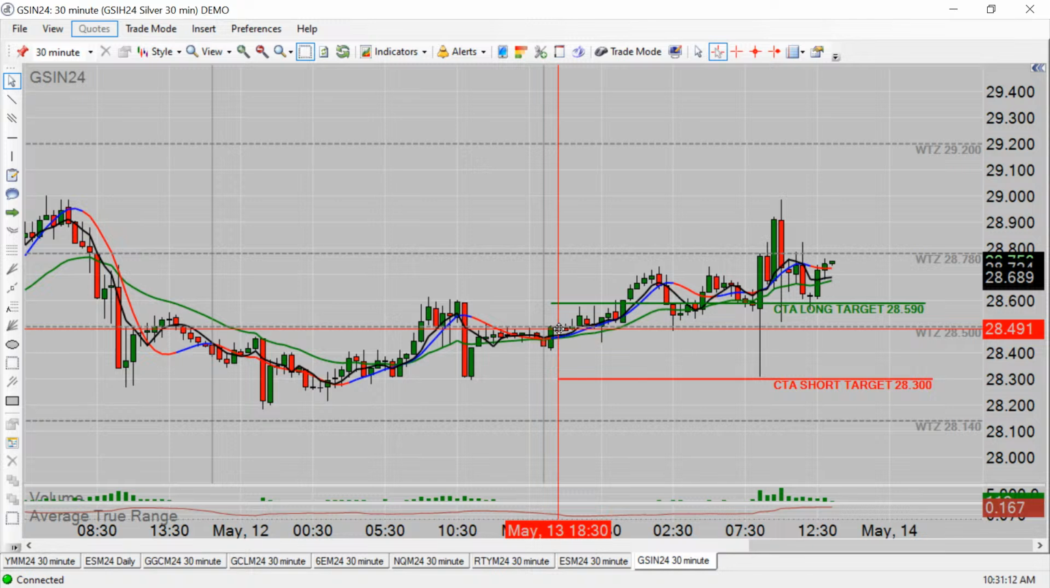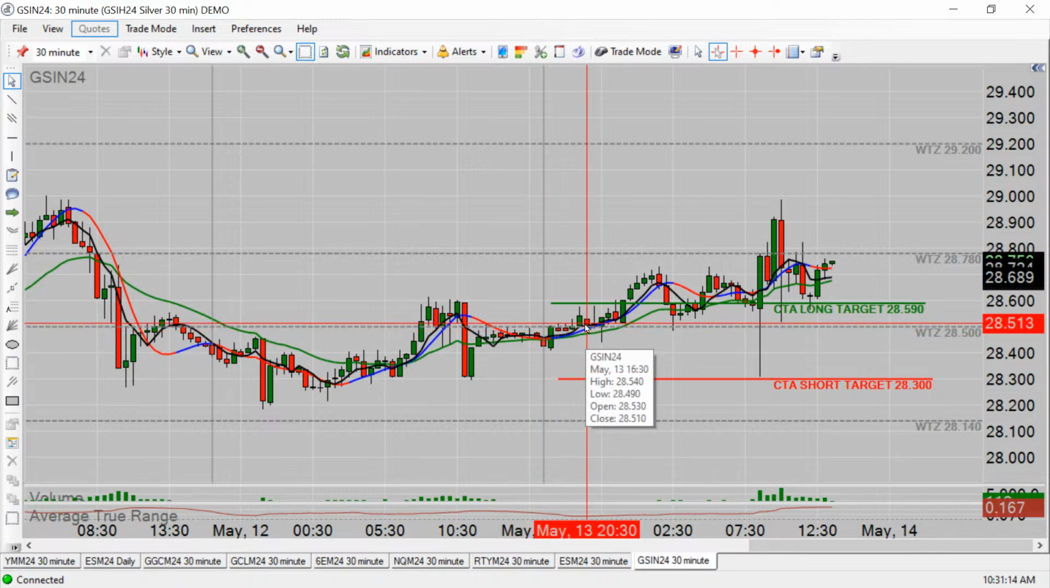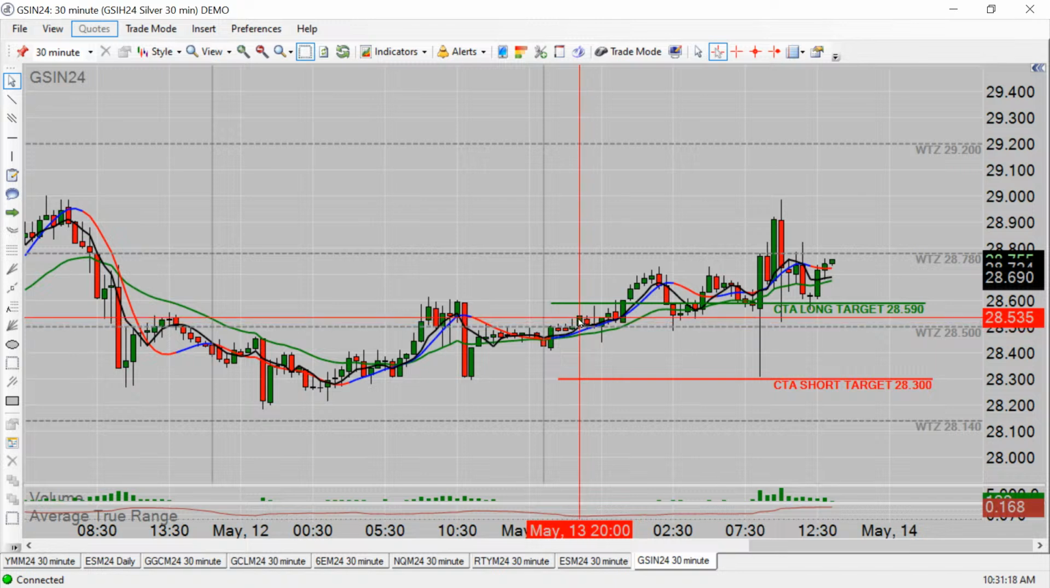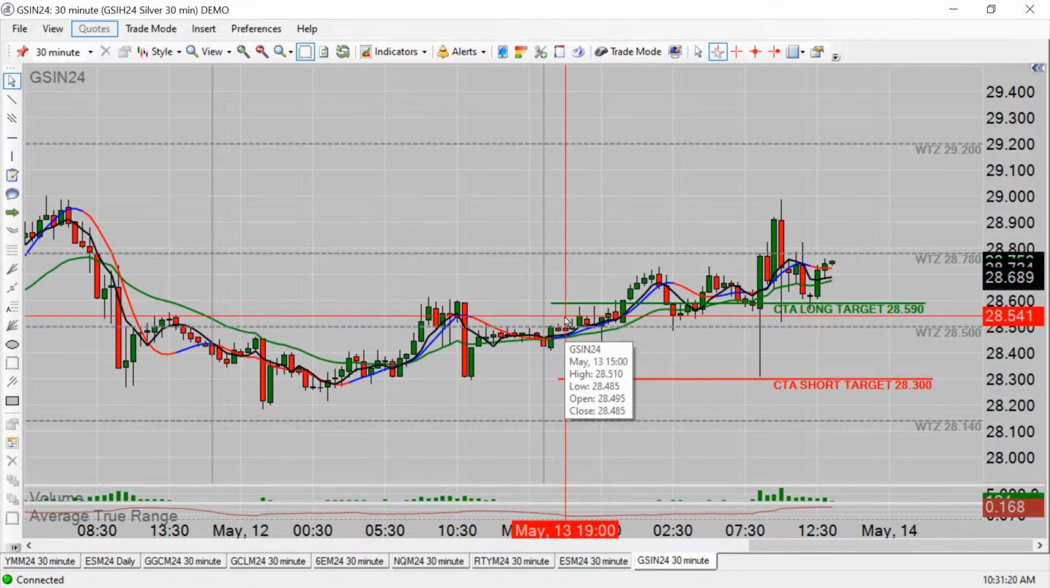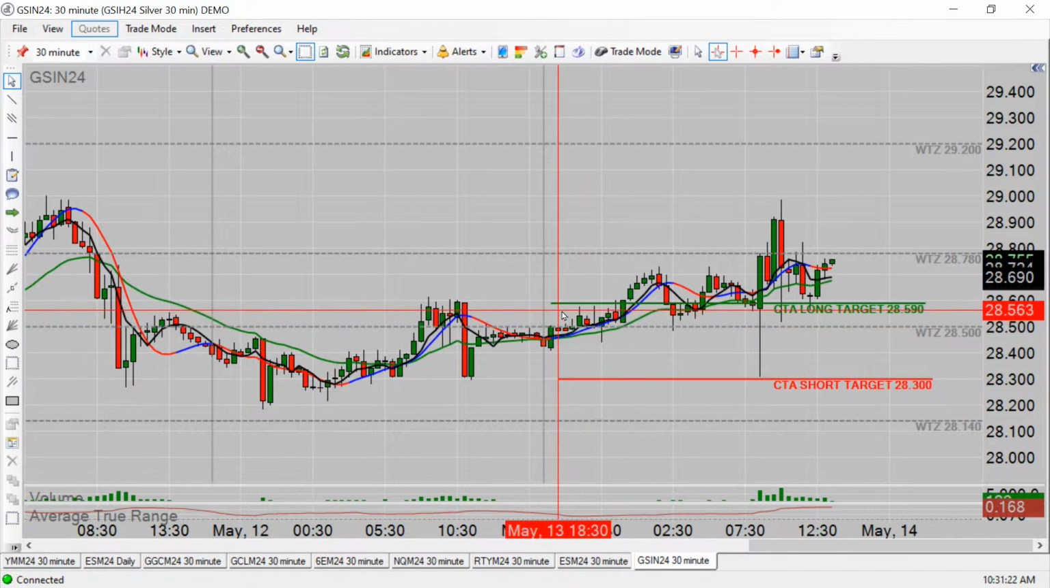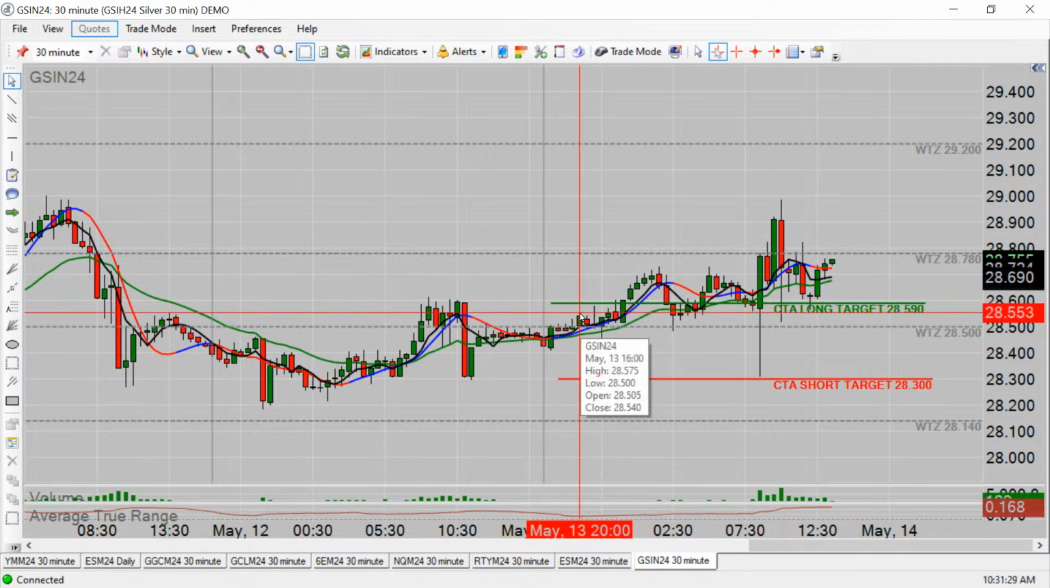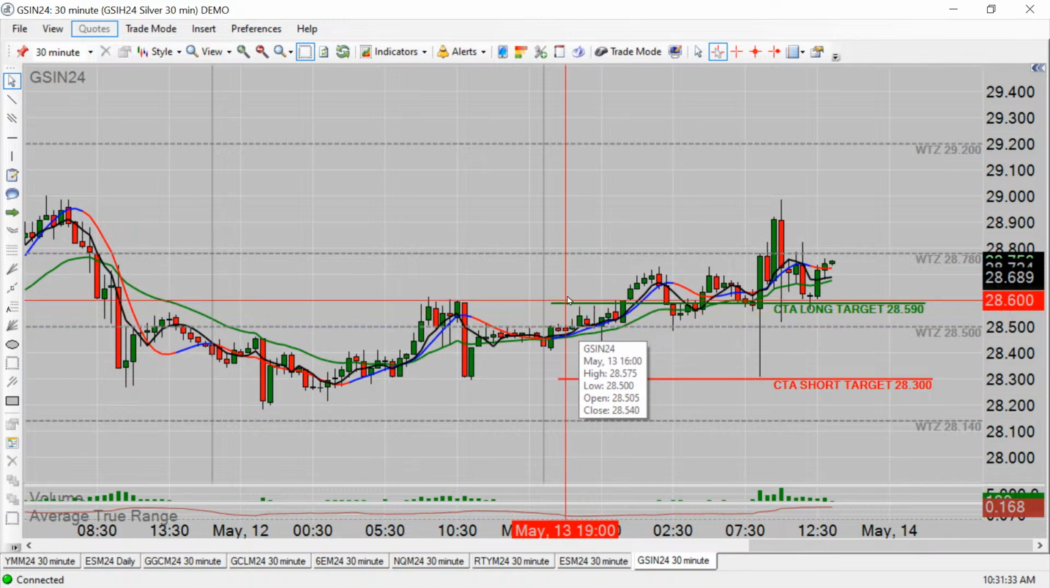Then it only takes 2 pennies to get your goal for the day with silver. So from here at about 28.54, at 28.57, that would be 3 pennies. It'd be $150 right there, just in that one little candle.